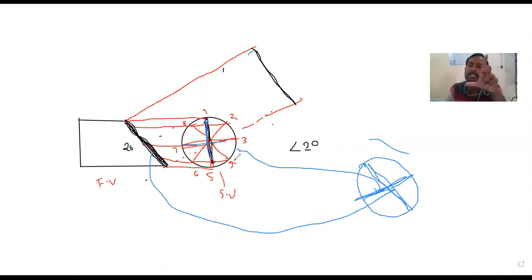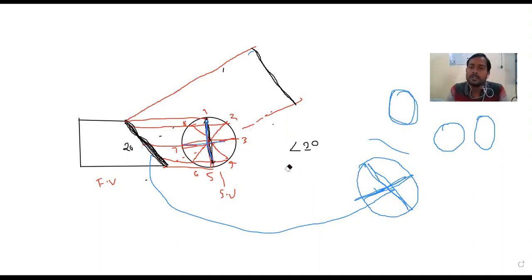The length has increased, the width has decreased. Then what happens? That becomes just like an ellipse. If both length and width are equal, then that is a circle. If the length increases, that becomes an ellipse. Okay? Okay, sir. Okay, very good.